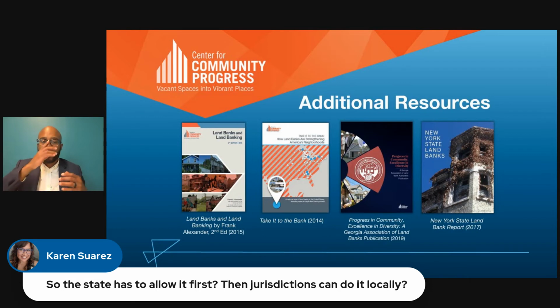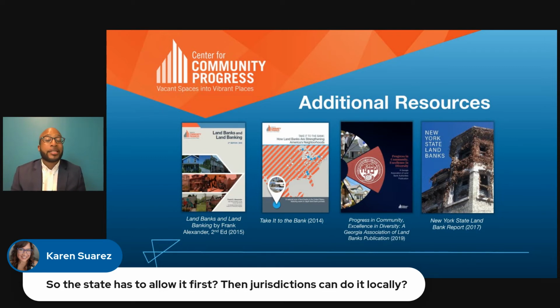Yes. And so, Karen, to this question about whether the state has to allow: state enabling legislation is the ideal way in which land banks occur. The legislation then says who can authorize land banks. Is it at your county level? Is it at your municipal level?